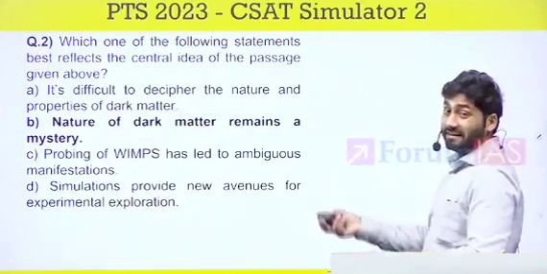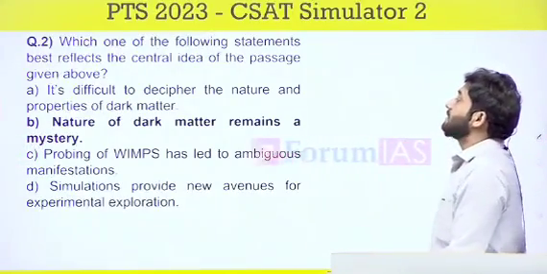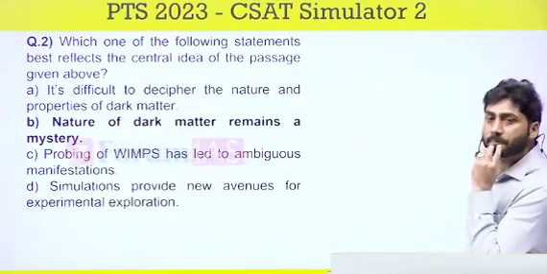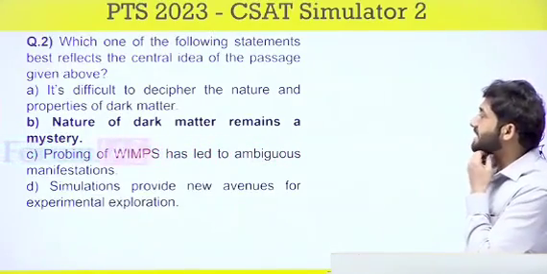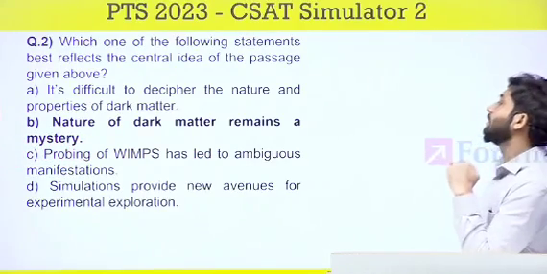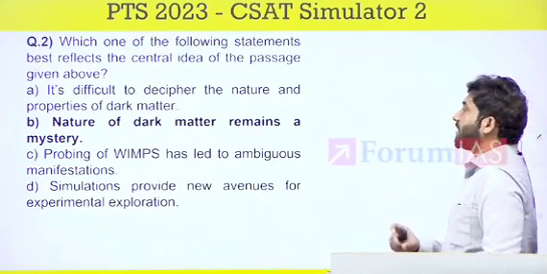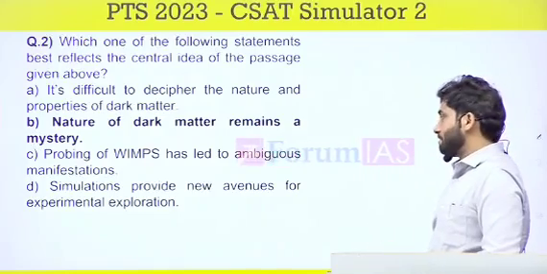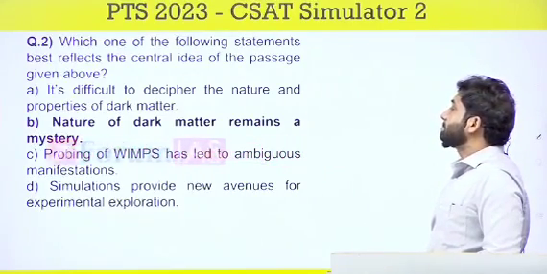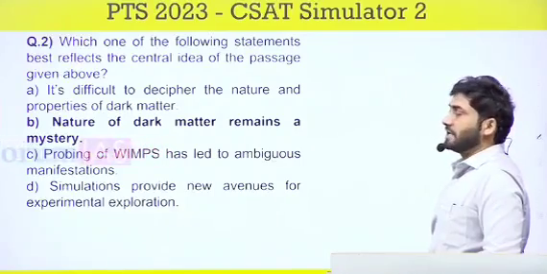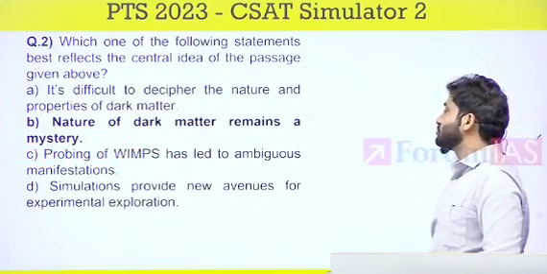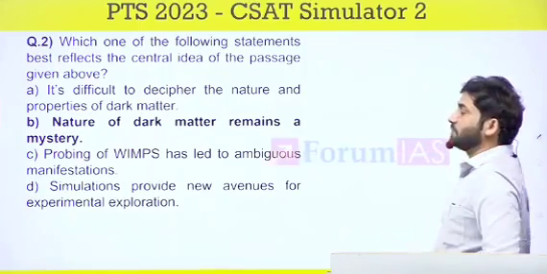Which one could be the central idea, depending on our passage? It's difficult to decipher the nature and the properties of dark matter. That is the first option. The second option is, nature of dark matter remains a mystery. Third is, probing WIMPs has led to ambiguous manifestations. Fourth, simulations provide new avenues for experimental explorations.